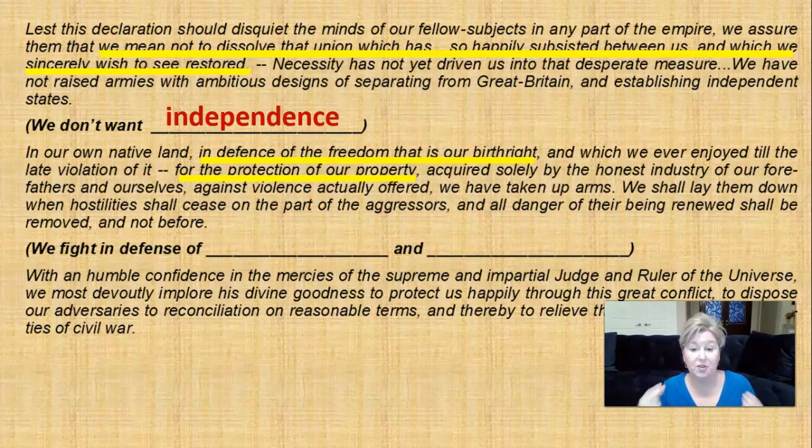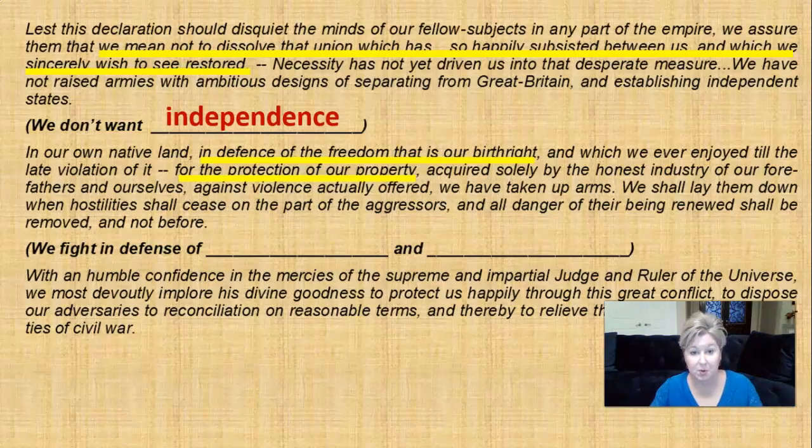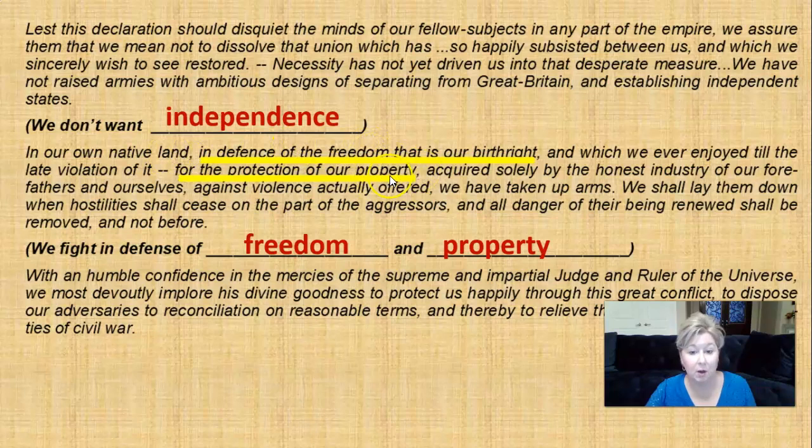We've taken up arms for that because there was violence actually offered, and so we've taken up arms. We'll lay down our arms when hostilities cease on the part of the aggressors, and all danger of their being renewed is removed. We will not lay our arms down before that. So very firm language, peace seeking. We don't want independence, but we will resist tyranny. We fight in defense of our freedom and our property.